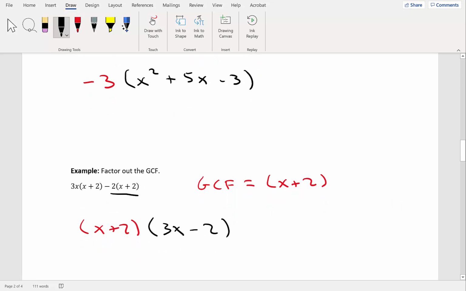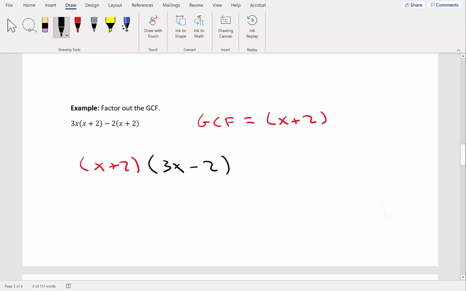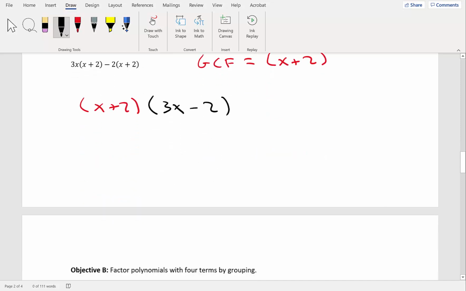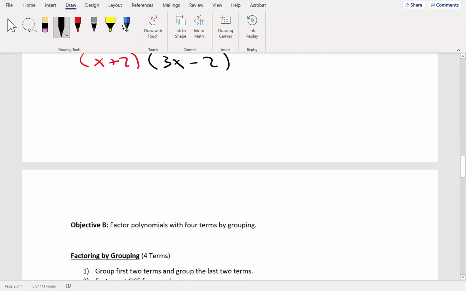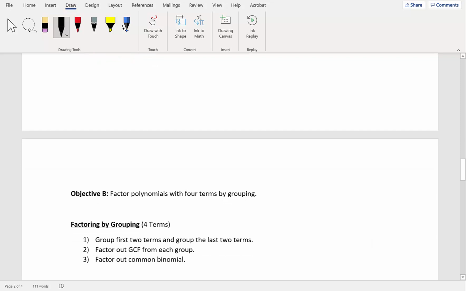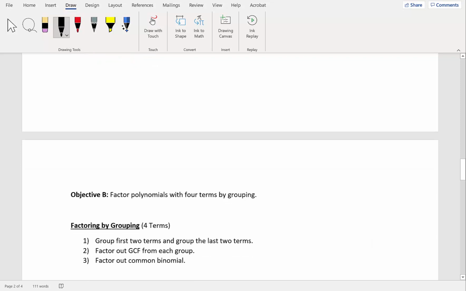Now this process, this is going to be really important with our next factoring technique. This is going to be part of the process. You're going to have to factor out a common binomial. So this leads us to our next objective. We're going to factor polynomials with 4 terms by grouping. Now, whenever you have 4 terms in the polynomial, your first instinct when you're factoring is to factor by grouping.